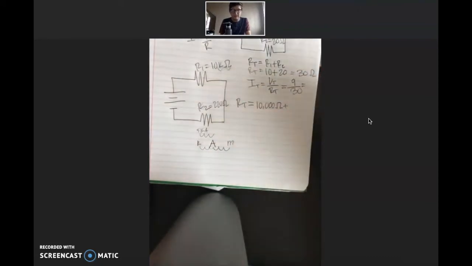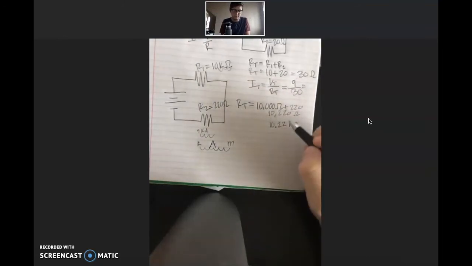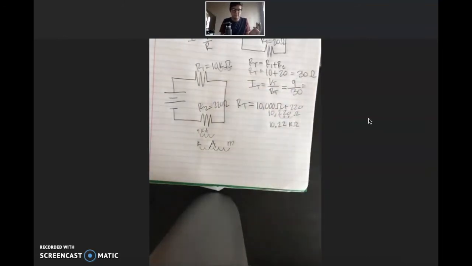So to finish this up really fast, we do the normal equation, plus 220. That means our total resistance is 10,220 ohms. And in this case, I want to simplify that a little bit. So I'm going to make that 10.22 kilo ohms because I moved it 1, 2, 3, just like that.